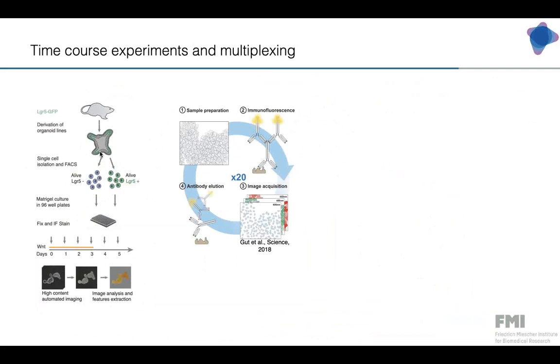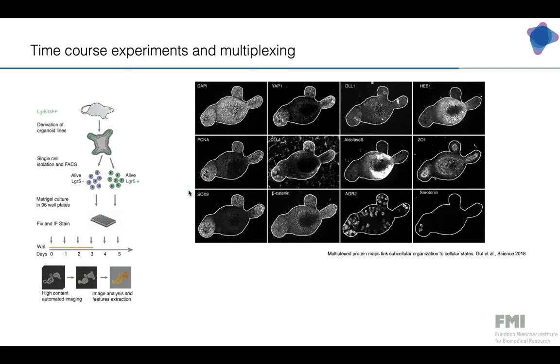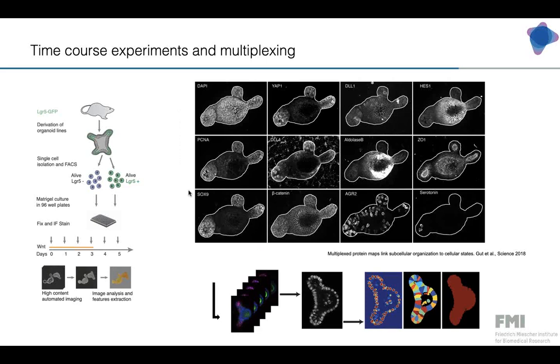So what's happening is that you have your sample, you do a normal immunofluorescence, and then you do your image acquisition, and then you can elute the antibody, really stripping it from the sample, and restart from scratch. Here you see, for example, the same organoid 12 times, with 12 multiplexed rounds. From this, we then use image analysis and different machine learning to look at the different cells, the different nuclei, and the different organoids.